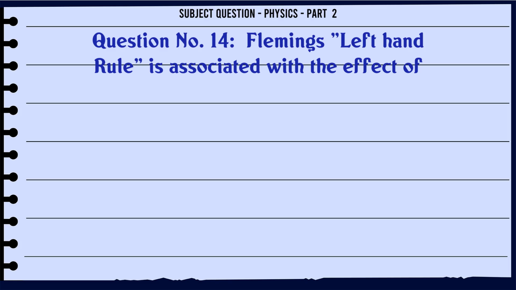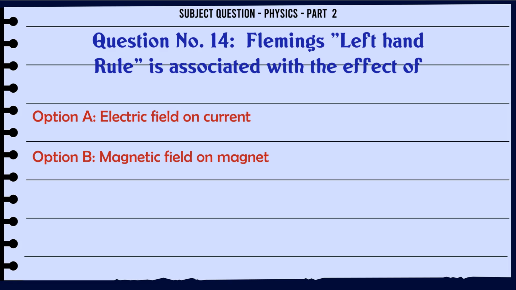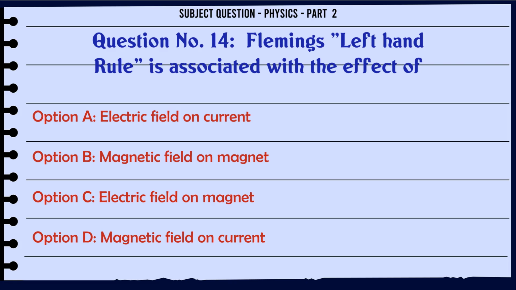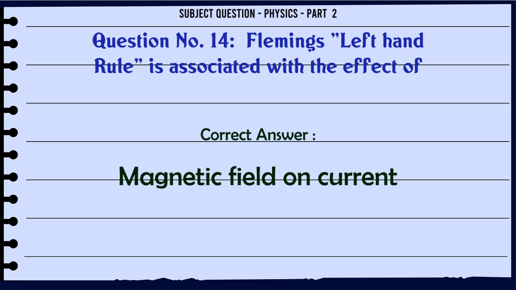Fleming's left-hand rule is associated with the effect of: A. electric field on current, B. magnetic field on magnet, C. electric field on magnet, D. magnetic field on current. The correct answer is magnetic field on current.